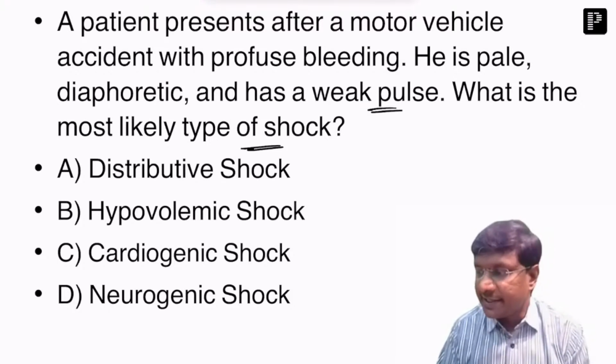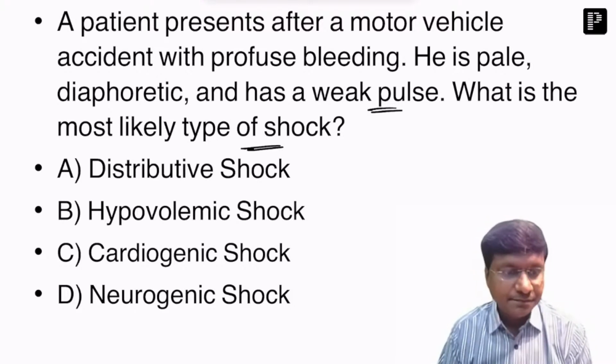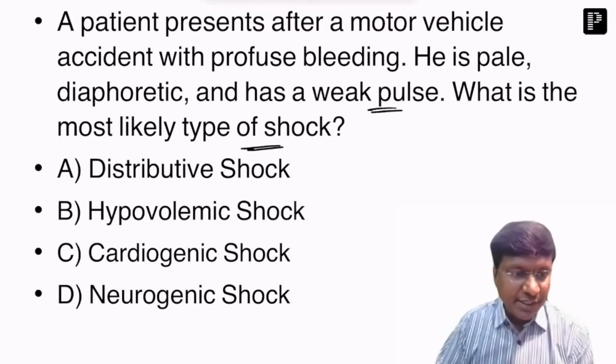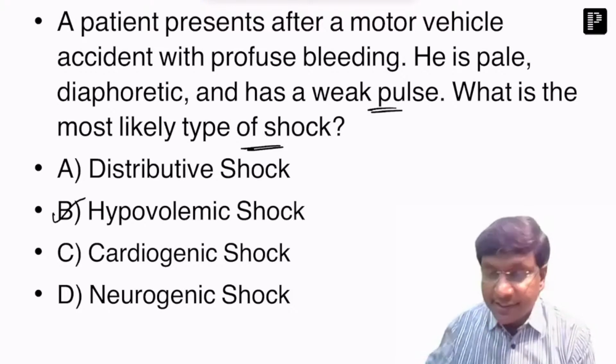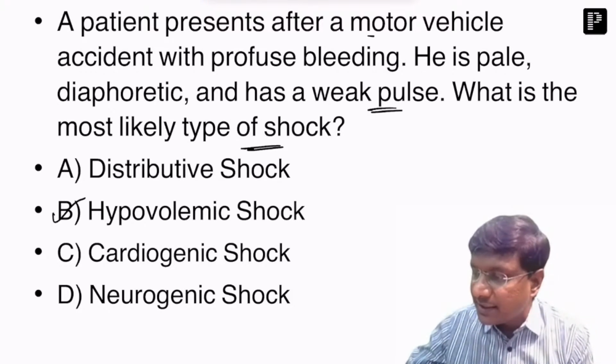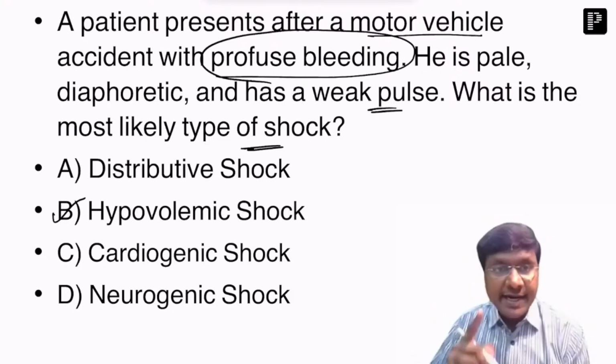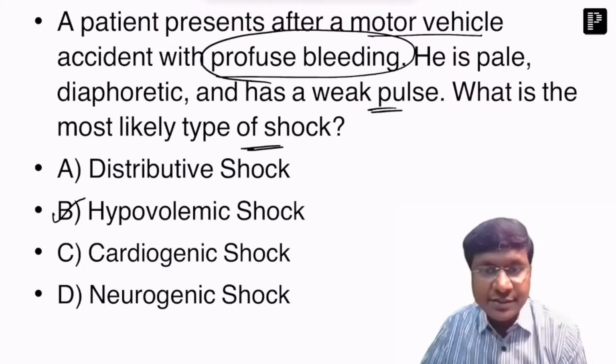Yes, what is the most likely type of shock? Distributive, hypovolemic, cardiogenic, neurogenic. So here, good, it is the hypovolemic shock. It is very clearly given: motor vehicle accident, presented with profuse bleeding, and is pale, diaphoretic, as well as weak pulse.